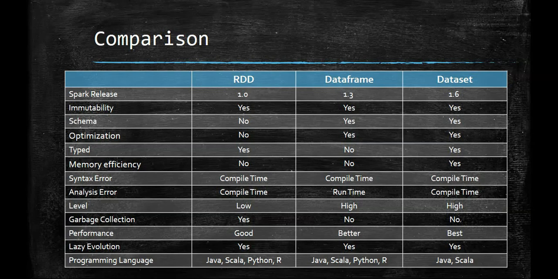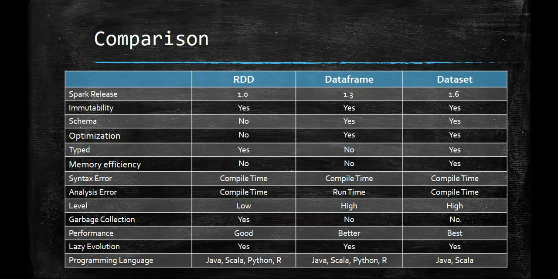But when it comes to data frame, we get an upper hand compared to the RDD, where it comes with the catalyst optimizer. The catalyst optimizer has four phases of optimizing your code, where it first analyzes your logical plan, then it optimizes your logical plan, then it creates a physical plan, and ultimately generates the code, which is the optimized code, right?